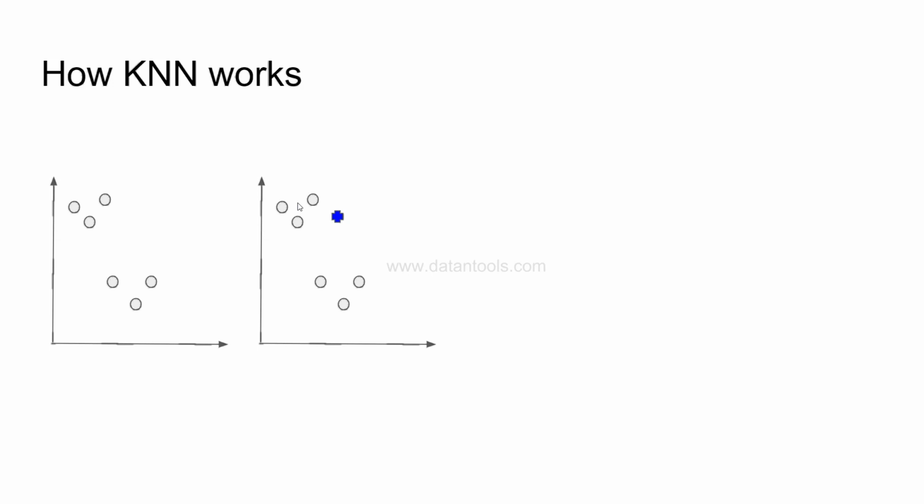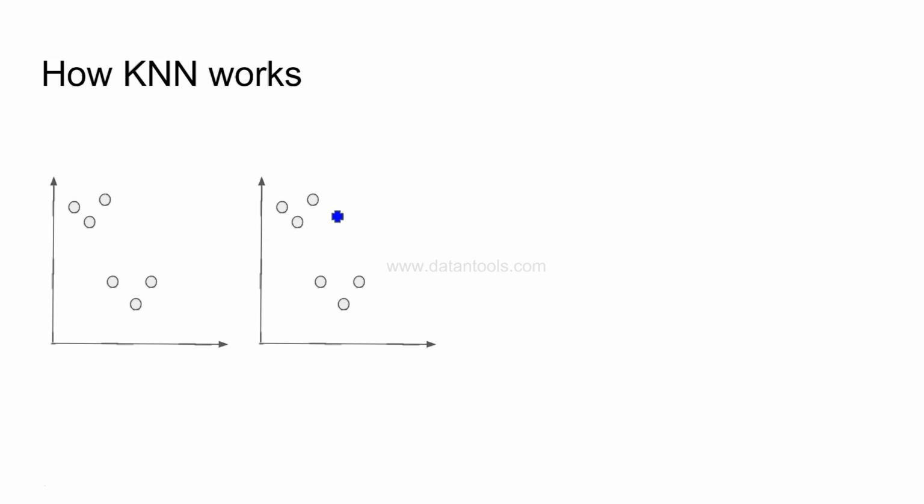Now, how this is happening in our mind is based on the distance between these data points and this data point. From common sense we can clearly understand that since it is closest to these data points, we are going to classify the new data point as part of the neighborhood of these data points. And that's basically how this algorithm works.